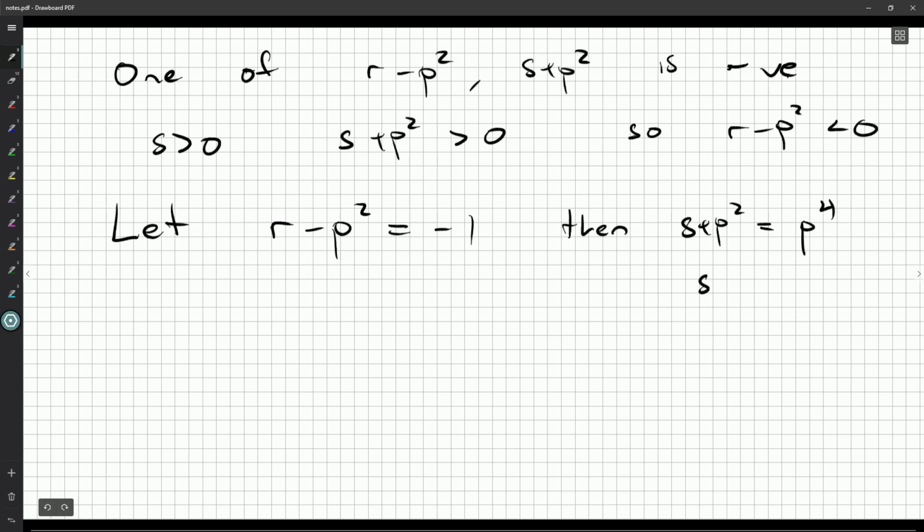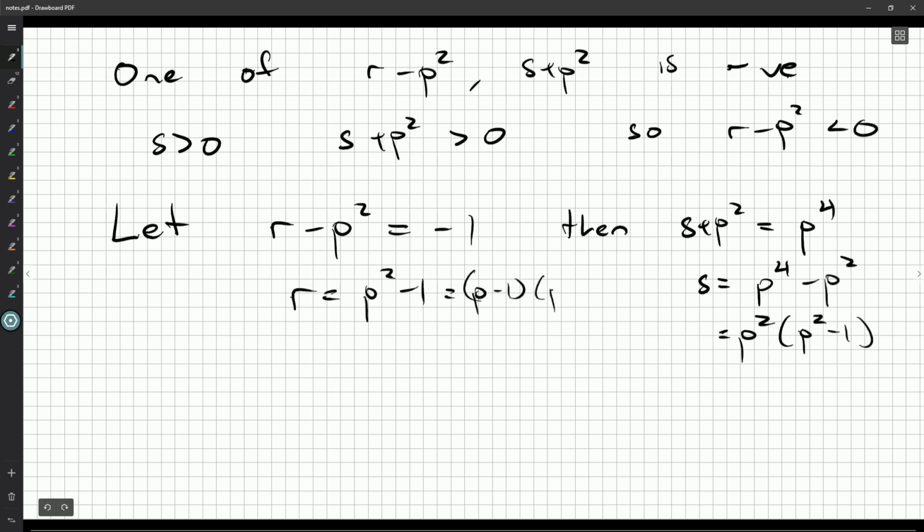So we'll have p to the 4 minus p squared, which is p squared times p squared minus 1, which is at least 3. I mean, if p was as small as possible, it'd be at least 12. So that would work, and then r would be p squared minus 1, which is a product of 2 other positive integers. I'm just trying to make sure it's clear to whoever's marking that I realize these are definitely positive integers and therefore count.